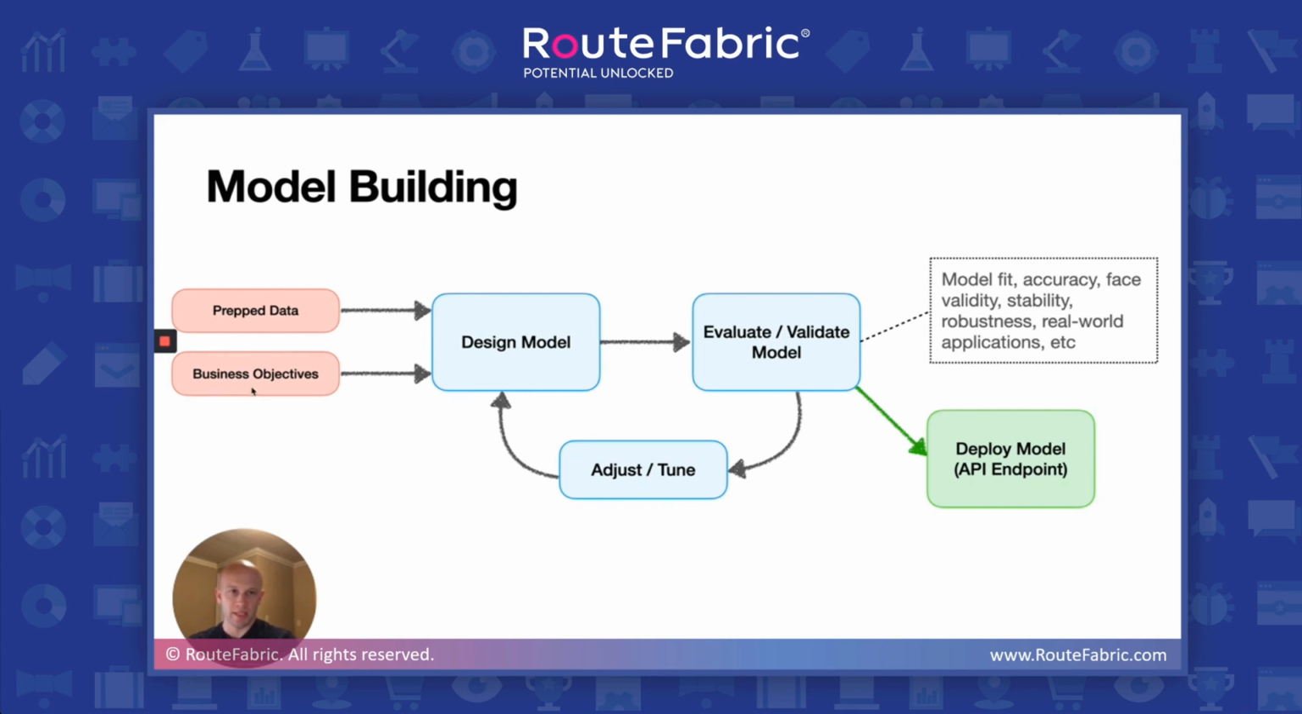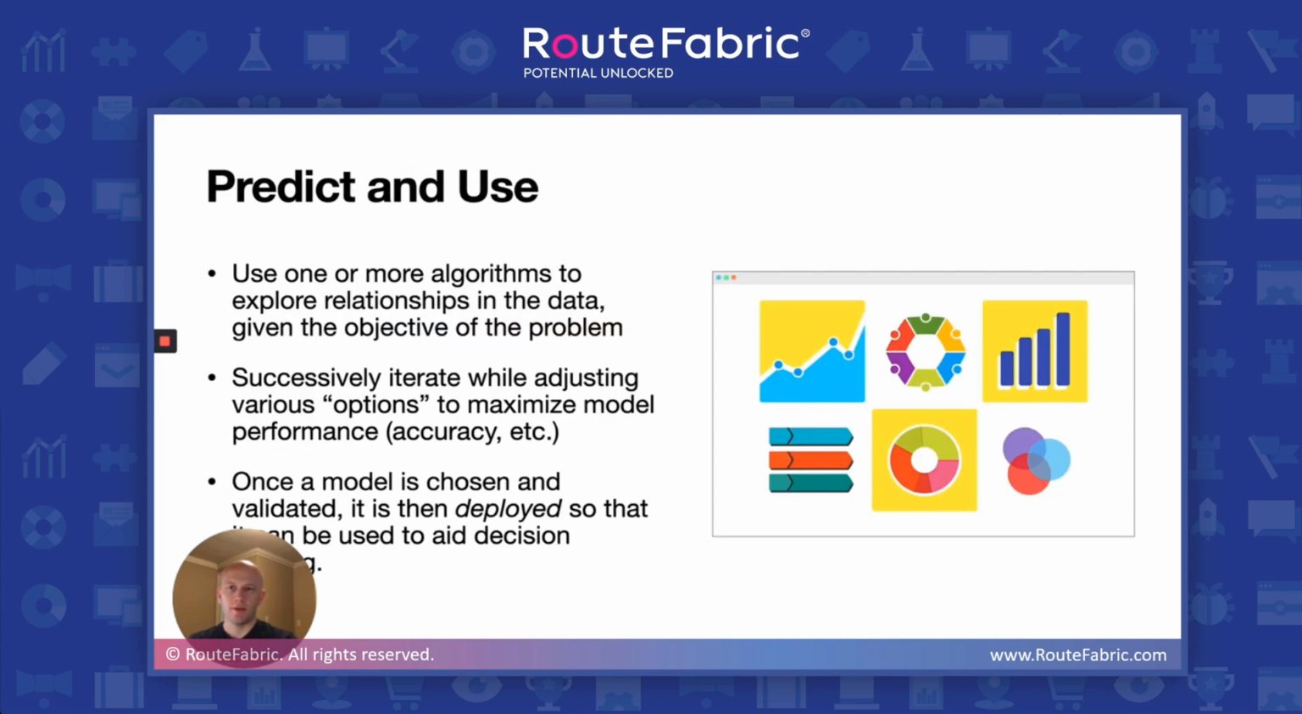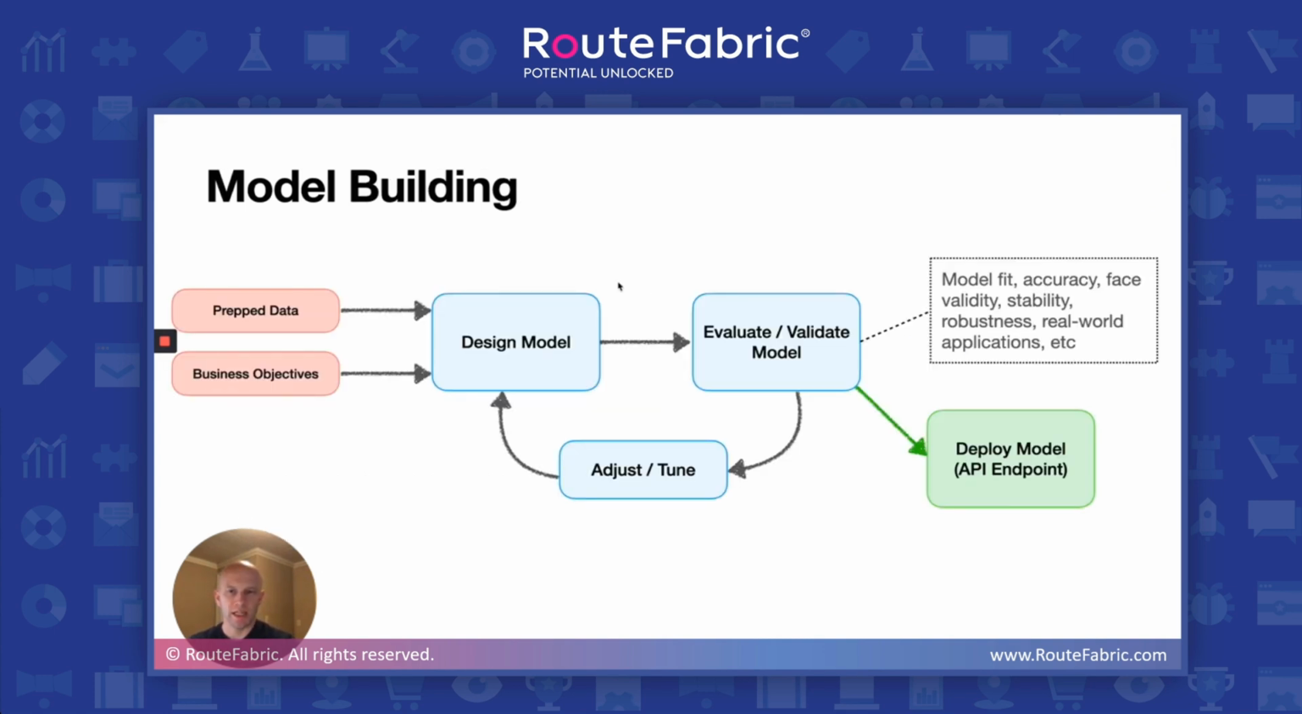So those two pieces of information or constructs, I guess, will feed into and serve as inputs into our model building process. And so as we described on this previous page, we're going to use an algorithm or several algorithms to explore some relationships. So we're going to design a model. We're going to choose an algorithm that fits the business objective, and we're going to apply that algorithm or that model to the prepared data. And then we're going to let the computer follow the algorithm and find whatever patterns the computer can find.